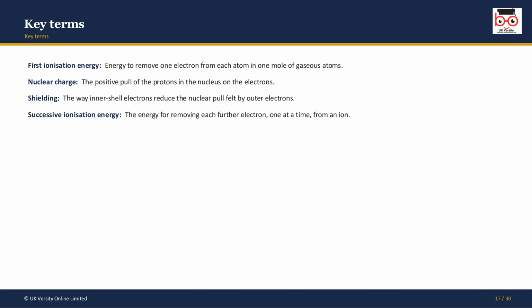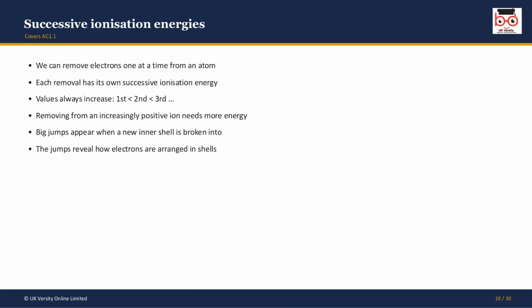Let's define these carefully. First, ionization energy is the energy to remove one electron from each atom in one mole of gaseous atoms. Nuclear charge is the positive pull of the protons on the electrons. Shielding is the way inner shell electrons reduce that pull for the outer electrons. And successive ionization energy is the energy for removing each further electron, one at a time, from an increasingly positive ion. Here's a powerful idea.